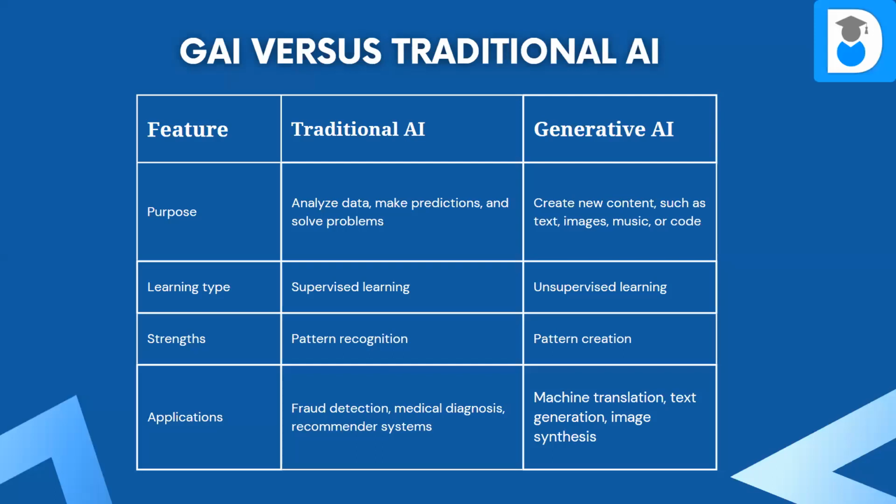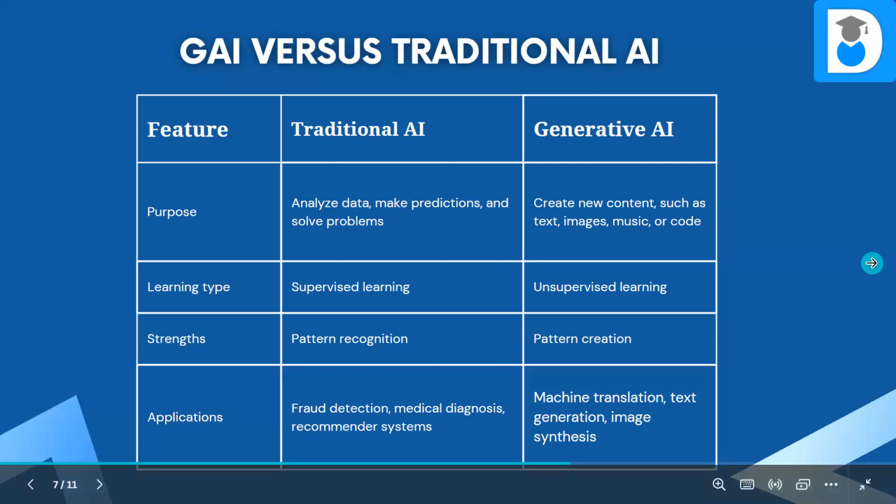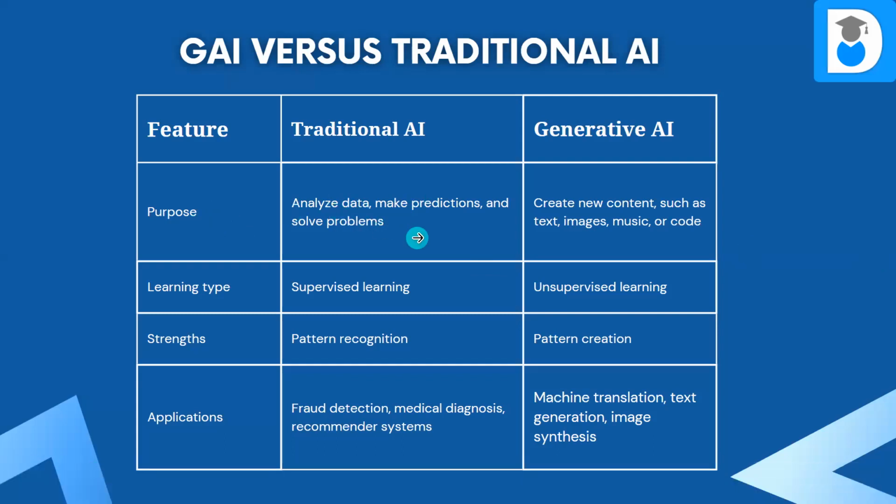So let us talk about the difference between traditional AI and generative AI. The purpose of traditional AI was to analyze data, make predictions, and solve problems. Generative AI will generate new content. For example, if we take Netflix, it recommends the movies that we tend to like. That recommendation feature is the output of traditional AI.